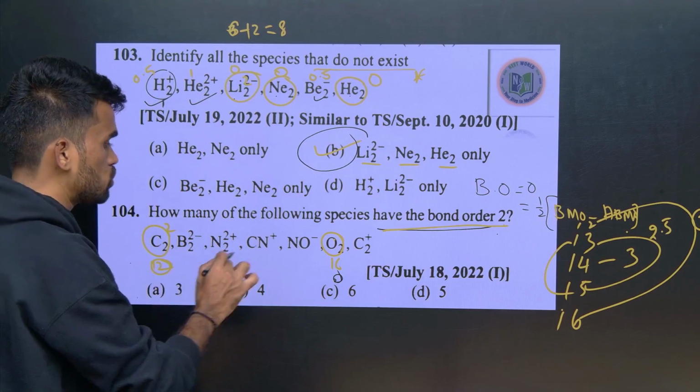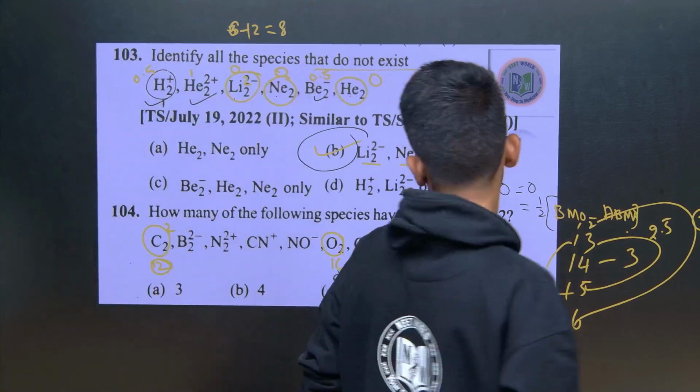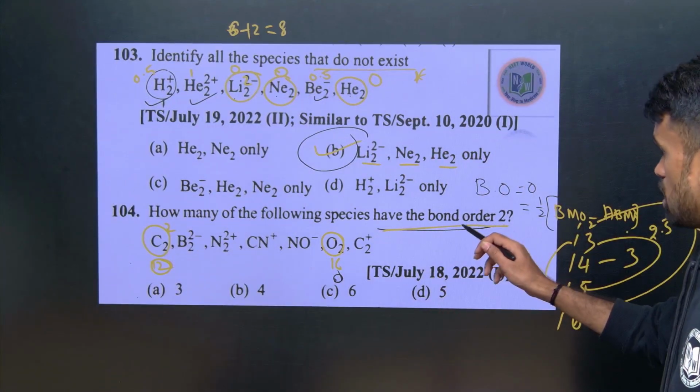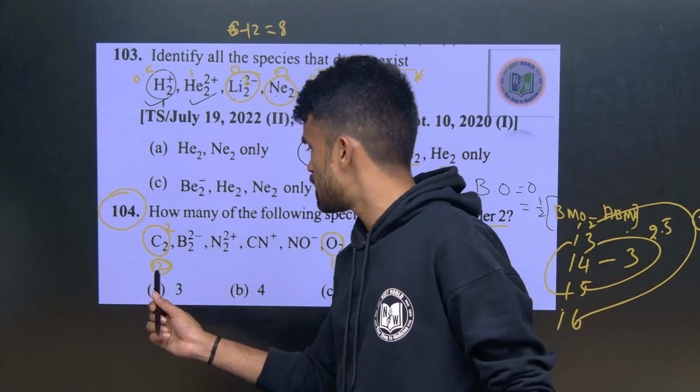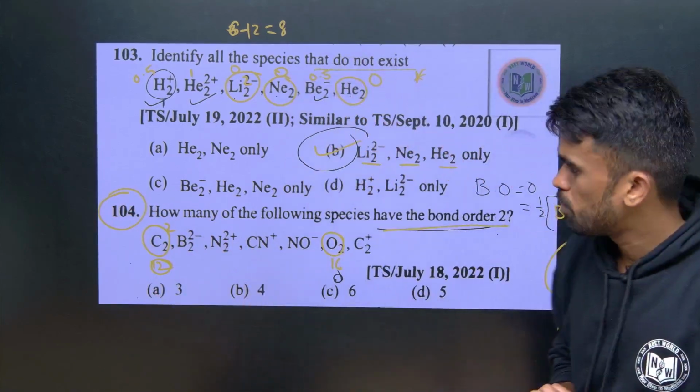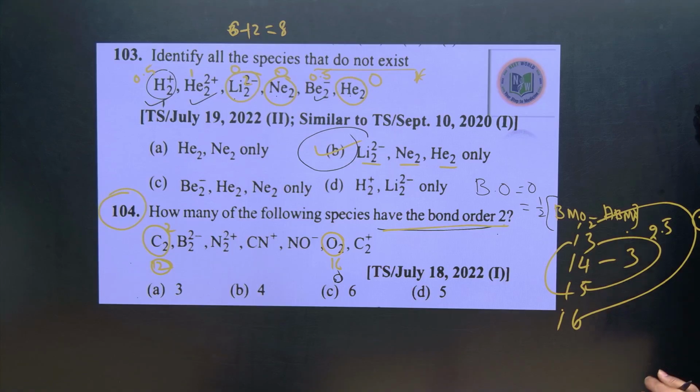So like that you need to count the number of species having bond order 2. Take it as homework and tell me the answer in the comment box. Okay, hope it is clear how we can do that, right?